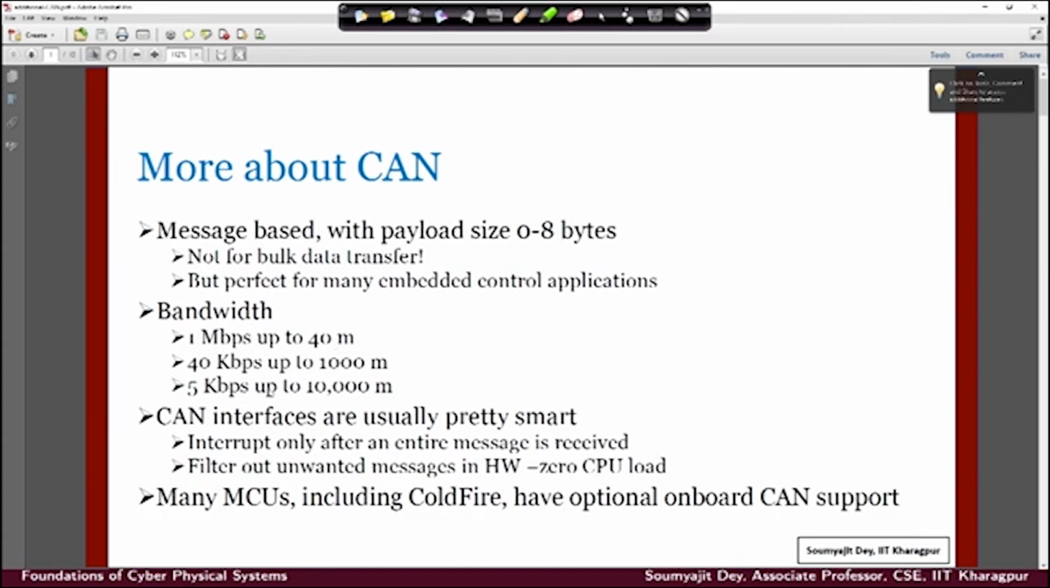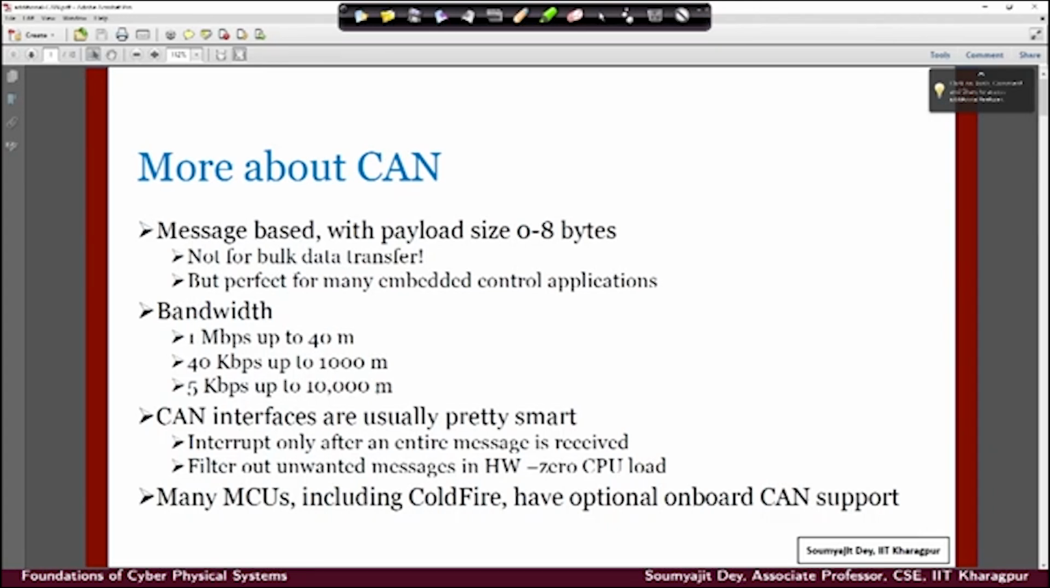Similarly, for 40 kbps, a slower speed, you get higher range, and for something like 5 kbps, much slower speed, you can have a much bigger cable. Of course, you don't need this much bigger cable inside an automotive, but you can have a few kilometers of cabling inside an automotive, which always happens, right? So these interfaces are usually pretty smart. Every CAN node will have a CAN controller, and this is the CAN interface through which the node will connect to the bus.